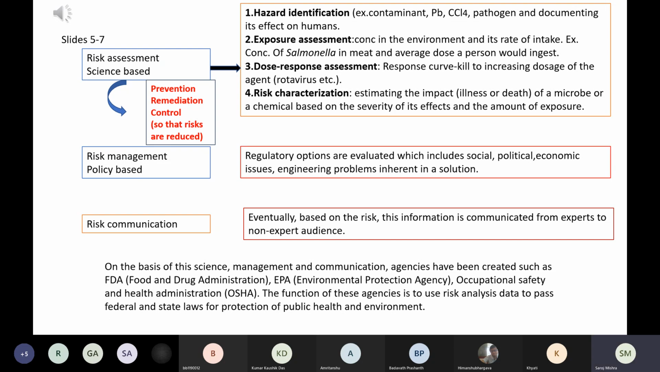So is that clear as to what we mean by exposure assessment? Yes, ma'am. Third is the dose response curve.